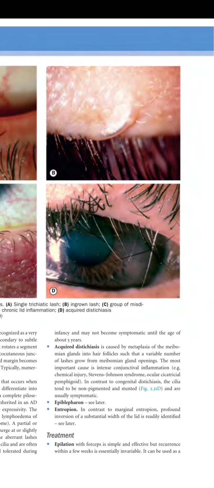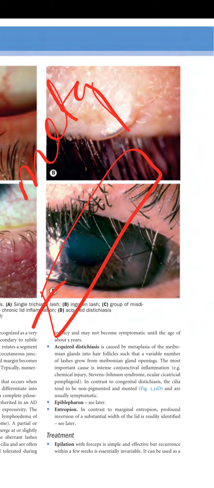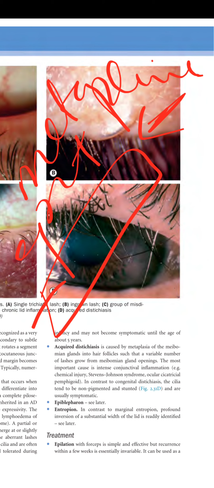So in case of acquired dystrichiasis, it is not a congenital problem, but sometimes there is a metaplasia. Metaplasia is basically a condition in which the pattern of the epithelium changes. Like a gland which is directed to produce meibomian secretions has started to produce lashes, and it is caused by intense conjunctival inflammations like chemical injury, SJS, and OCP.